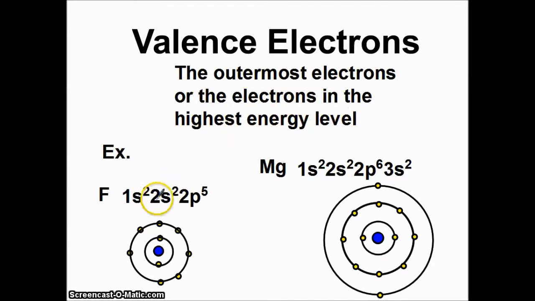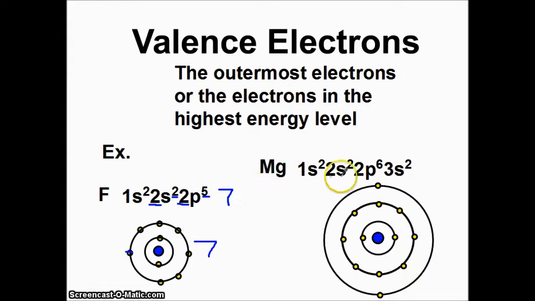The highest energy level we have here is 2. So anything with a big 2 in front, we want to count up those electrons. There's 2 there, and there's 5 there. So we have a total of 7 valence electrons. Or you can look at Bohr's model. We have 2 electrons on the first energy level, but that's not the outermost. The outermost is the second energy level, and we can just count them up: 1, 2, 3, 4, 5, 6, 7. Either way, you get the same number of valence electrons.